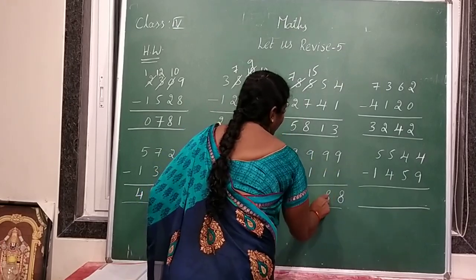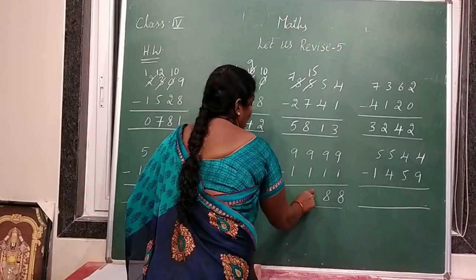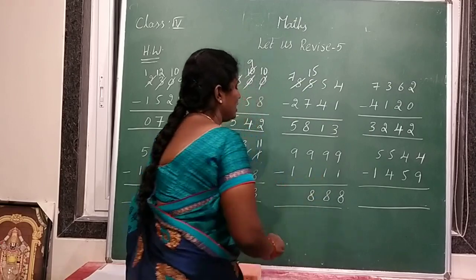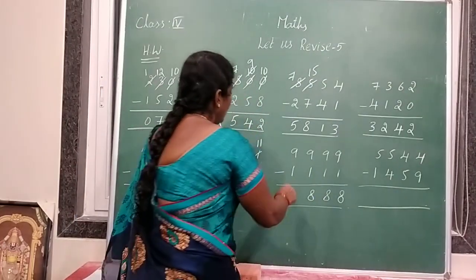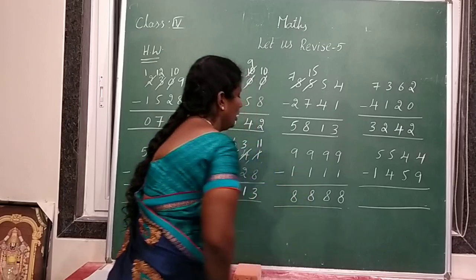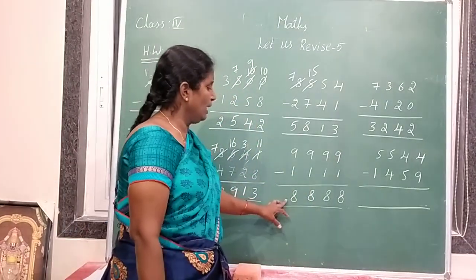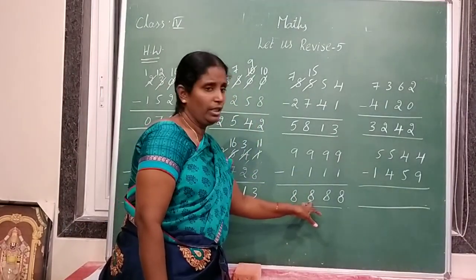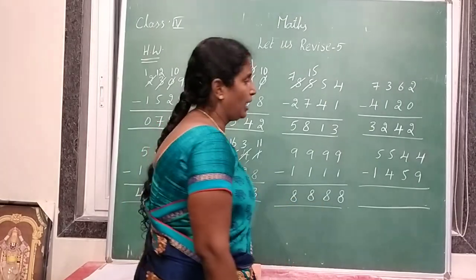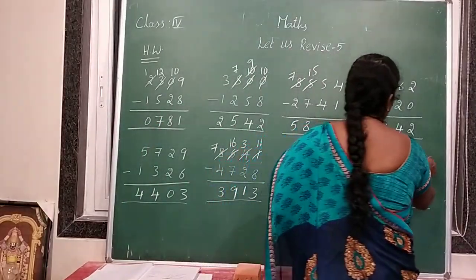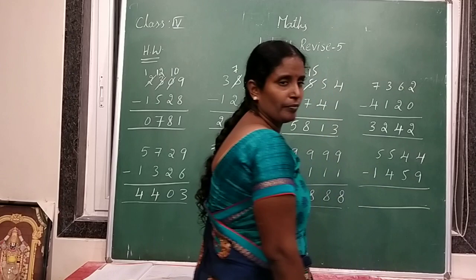Next, 9 minus 1 is 8. Again, 9 minus 1 is 8. And 9 minus 1 is 8. So what is the answer? 8888.